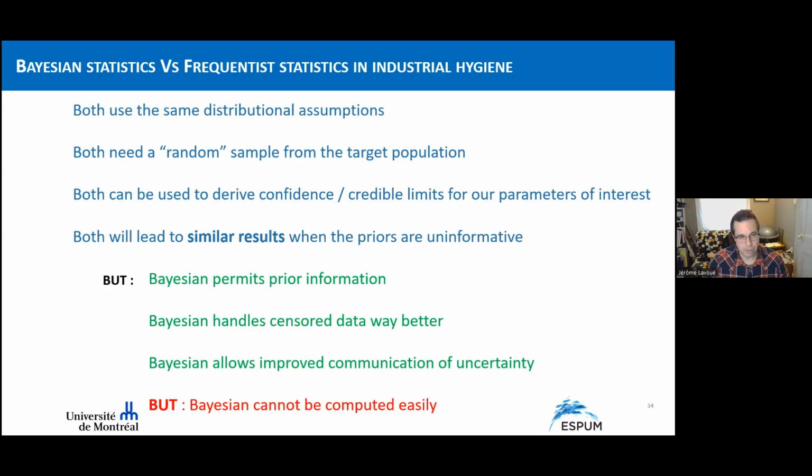But I think Bayesian statistics permit prior information. They handle censored data way better. And since we often have censored data, that's a big reason to switch. And they allow, in my opinion, better uncertainty communication. But you need a tool. You cannot use an equation in a book to calculate Bayesian confidence intervals and, for example, the risk of overexposure.